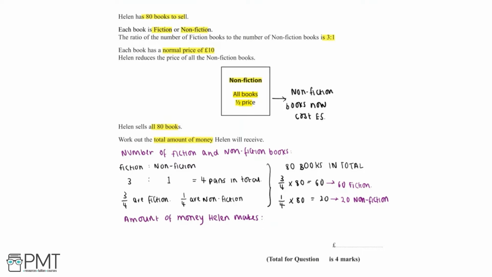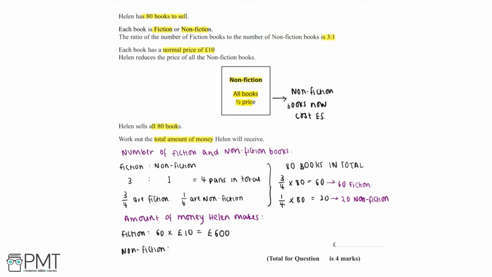We have 60 fiction books, which are each sold for £10, and so the amount of money that Helen makes from the fiction books is equal to 60 multiplied by £10 each, which is equal to £600. Now we know that the non-fiction books now cost £5, and so the amount of money that Helen makes from the non-fiction books would be 20 multiplied by £5 each, which is equal to £100.